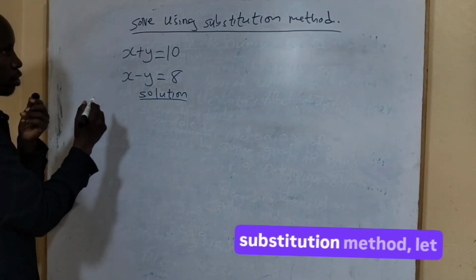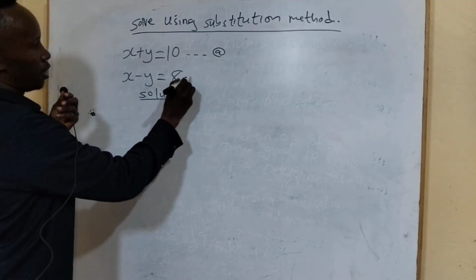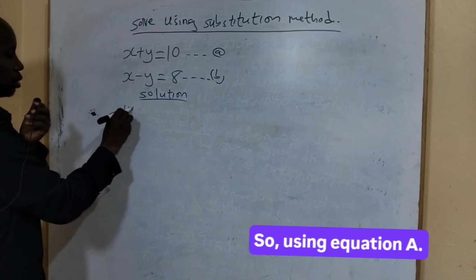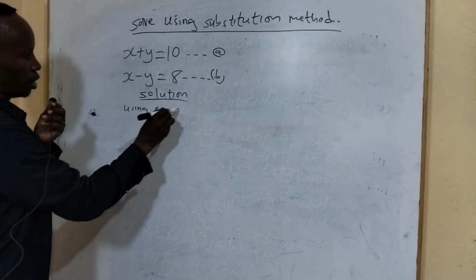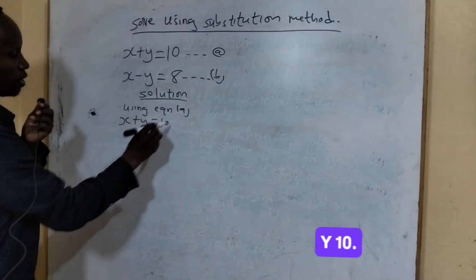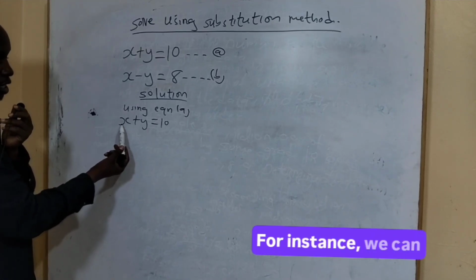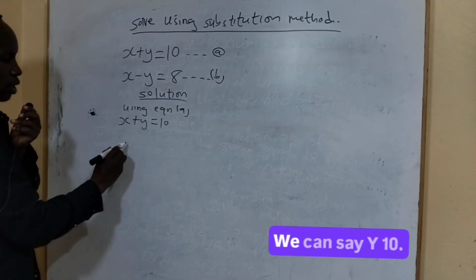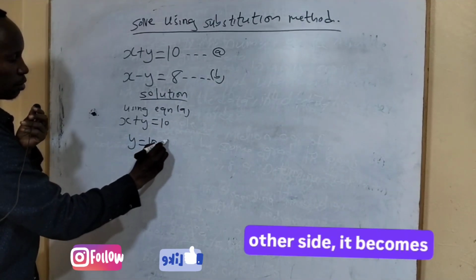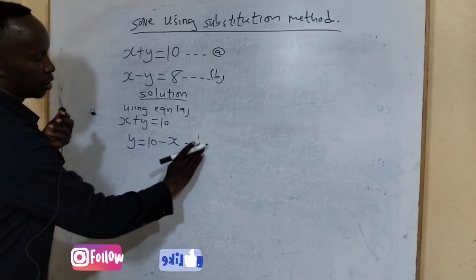To solve using the substitution method, let us make this one our equation A. This is our equation B. So using equation A, that is x plus y is equals to 10, let us make one of the letters the subject. For instance, we can make y the subject. We can say y is equals to 10, if we take x to the other side, it becomes minus x. Okay, this will become our equation C.